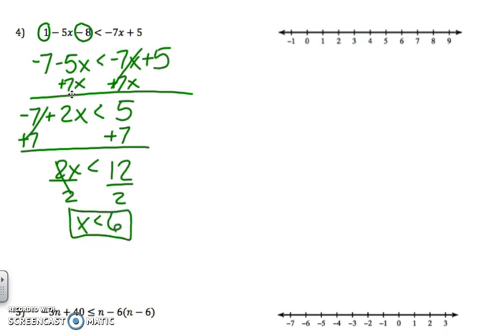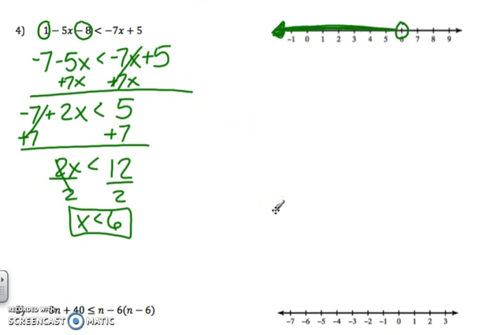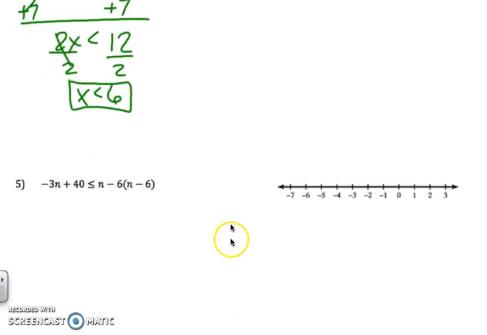Okay, so my variable's on the left side, so I can graph it. It's going to be open on the 6. And we are going to shade left. Okay. All right. One more wowzer of a problem.